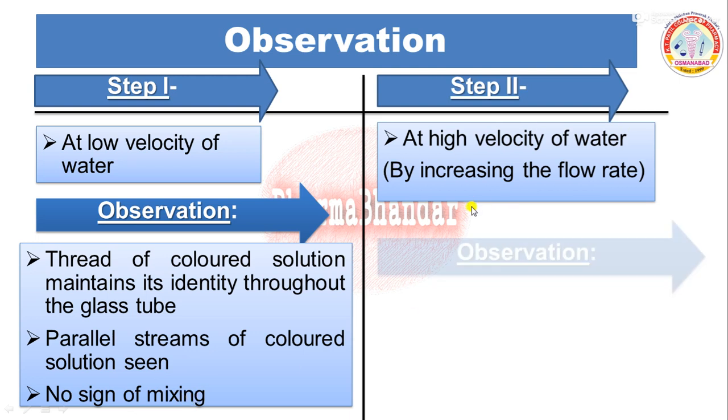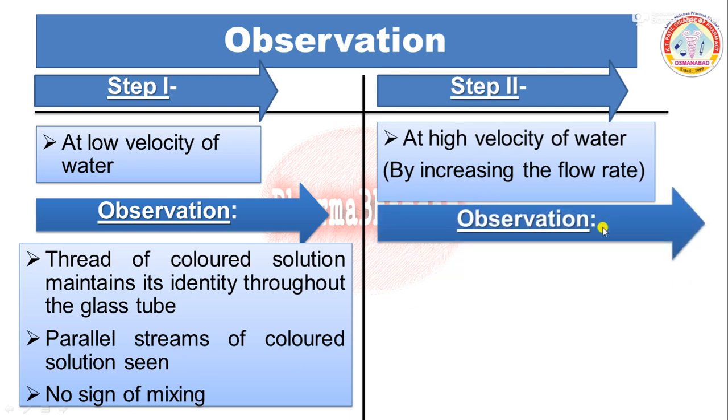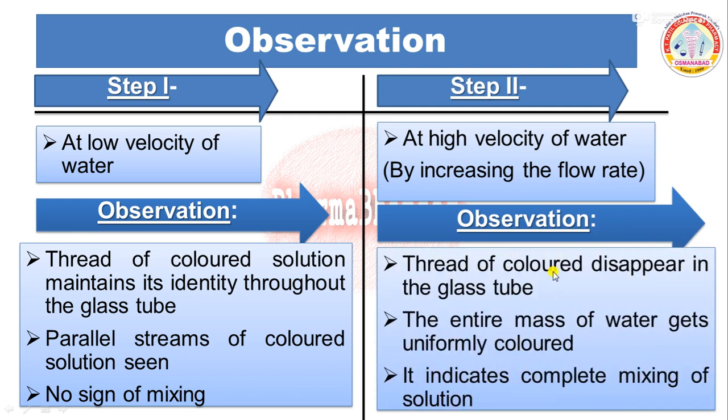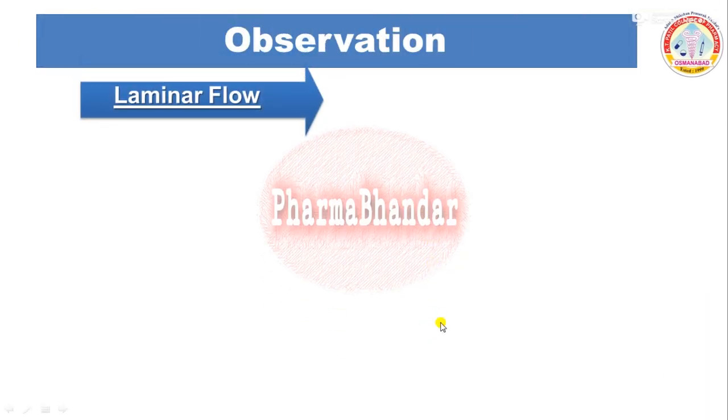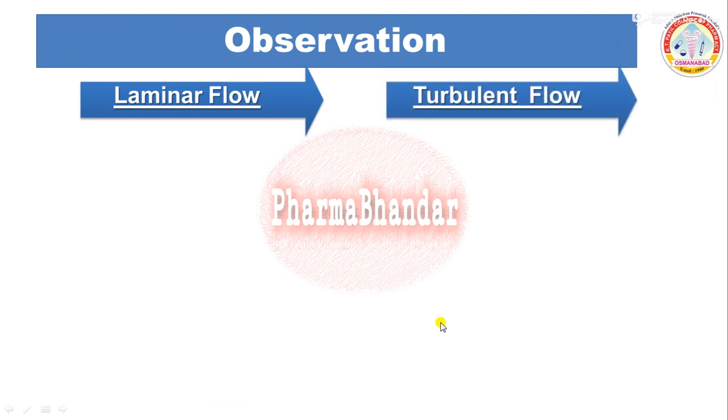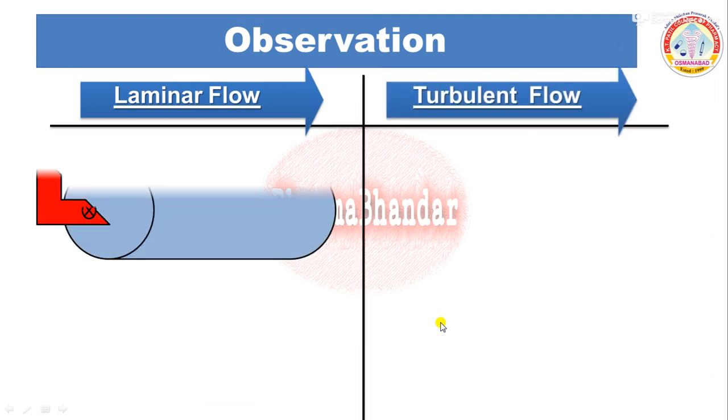Whereas in the second step, by increasing the flow rate, he observed that the thread of colored liquid disappeared firstly, and then slowly the entire mass of the water got uniformly colored. That indicates the complete mixing of solutions. From this observation, Reynolds found two types of flow of liquid, that is laminar flow and turbulent flow.